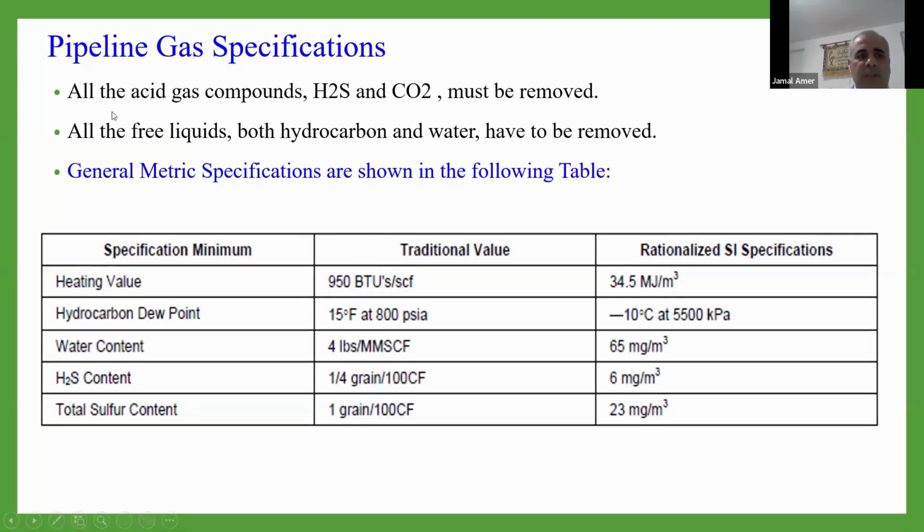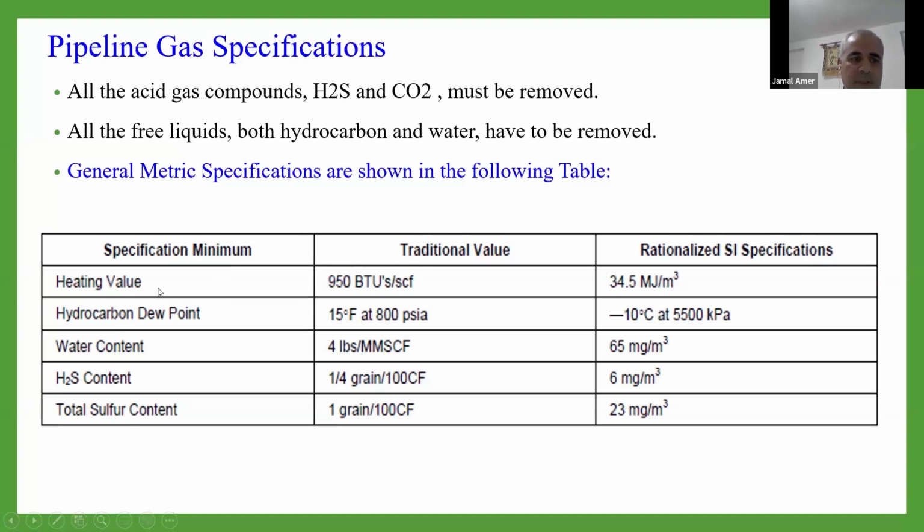Pipeline gas specification, as we said: all the acid gas compounds, H2S and CO2, must be removed. All the free liquid, both hydrocarbon and water, has to be removed. General specifications are shown here in the following table. So these are the specifications that the purchaser, our client, asks to be achieved.